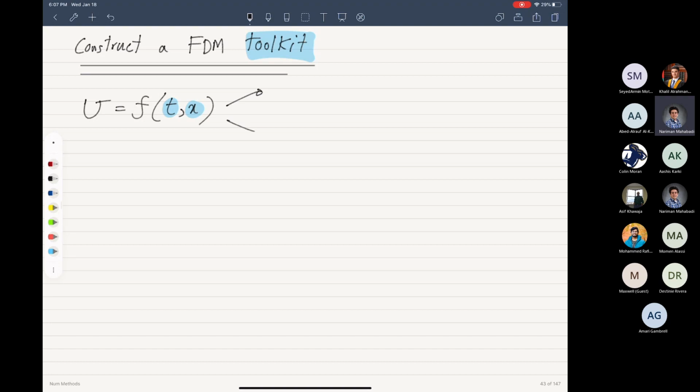If this is true, you need to discretize your system by using the finite difference method on time, and also you need to run the finite difference method on the space. For this specific case, you need to find the derivative with respect to time and the derivative with respect to x, right? Can you give me an example of a partial differential equation which is a function of time and space?